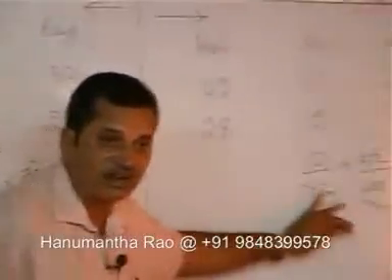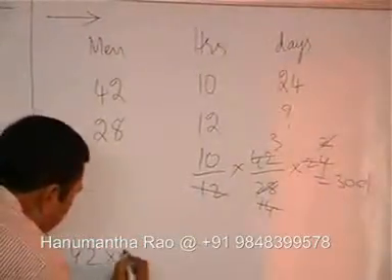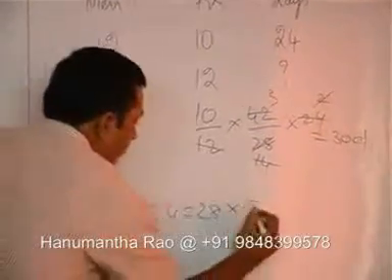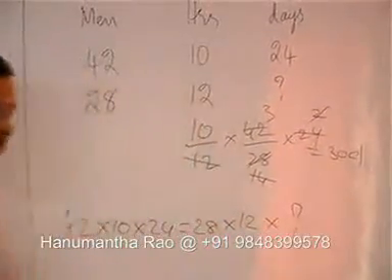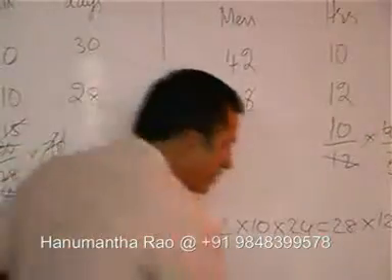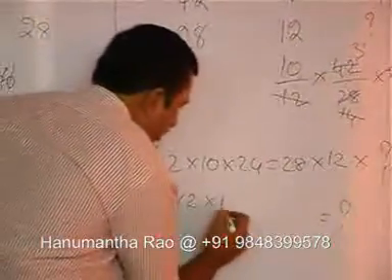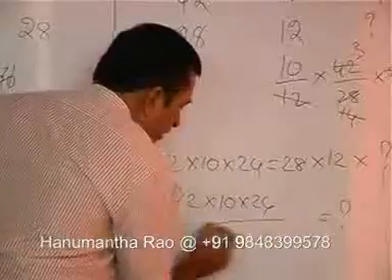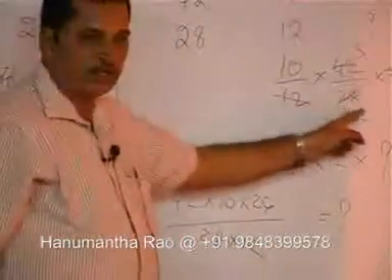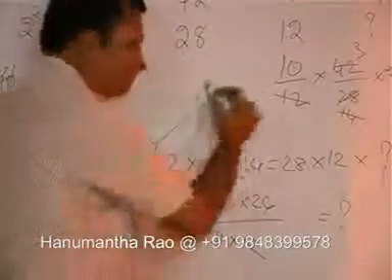Here, this is a work related problem. 42 men, 10 hours, 24 days work is equal to 28 men, 12 hours, how many days work? Whether you miss number of days, number of hours, number of men, if you want the value of question mark, 42 into 10 into 24 by 28 into 12. See here, 12 and 28 are in the denominator. This method is right.